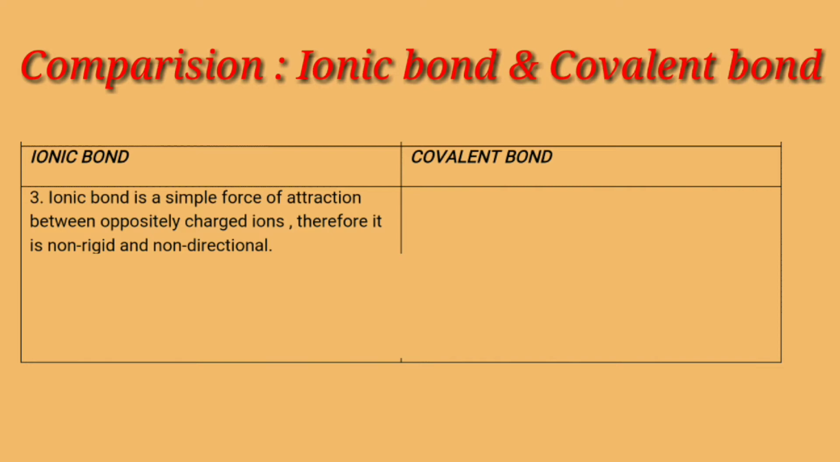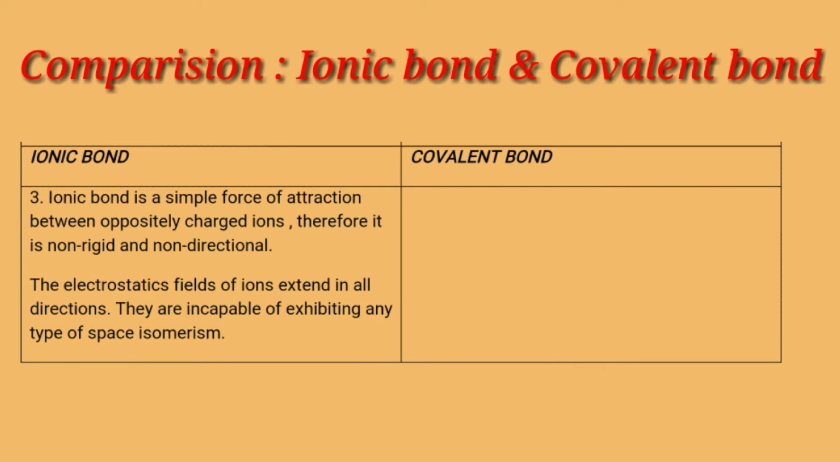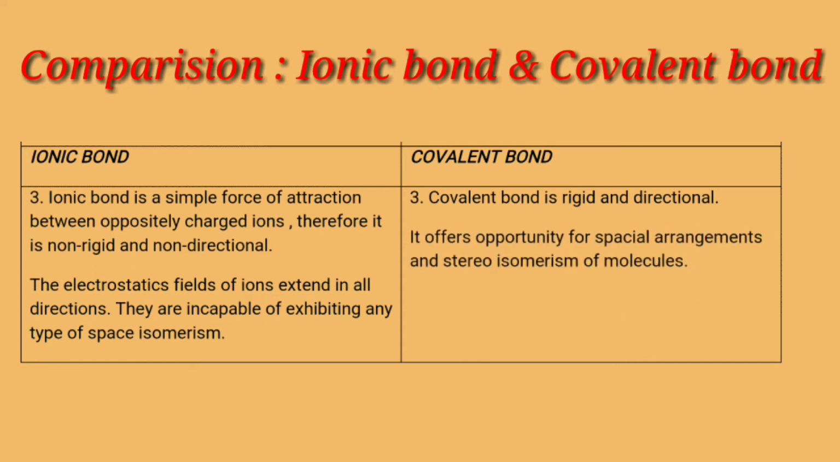On the other hand, ionic bond is simple forces of attraction between oppositely charged ions. Therefore, it is not rigid and is non-directional. The electrostatic fields of ions extend in all directions. They are incapable of exhibiting any type of space isomerism. Covalent bond, on the other hand, is rigid and directional. It offers opportunity for different spatial arrangements and stereoisomerism of molecules.